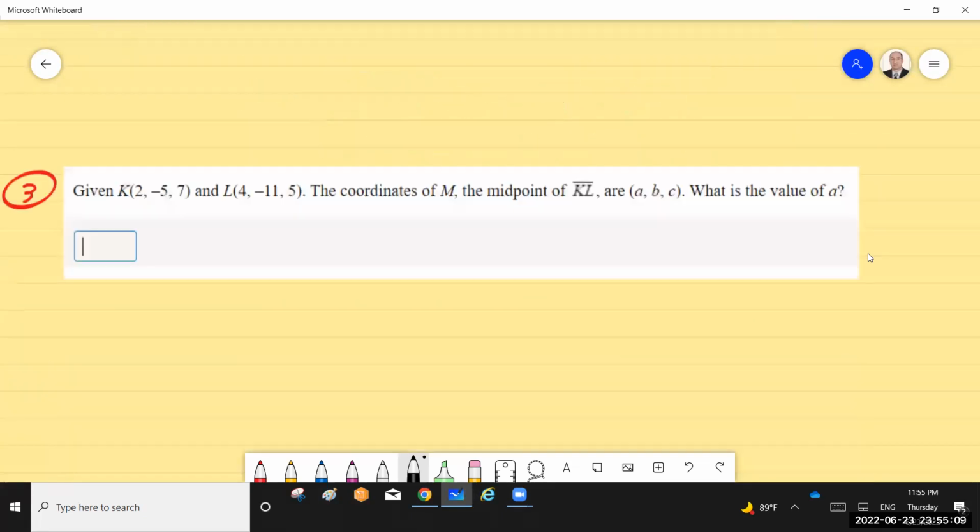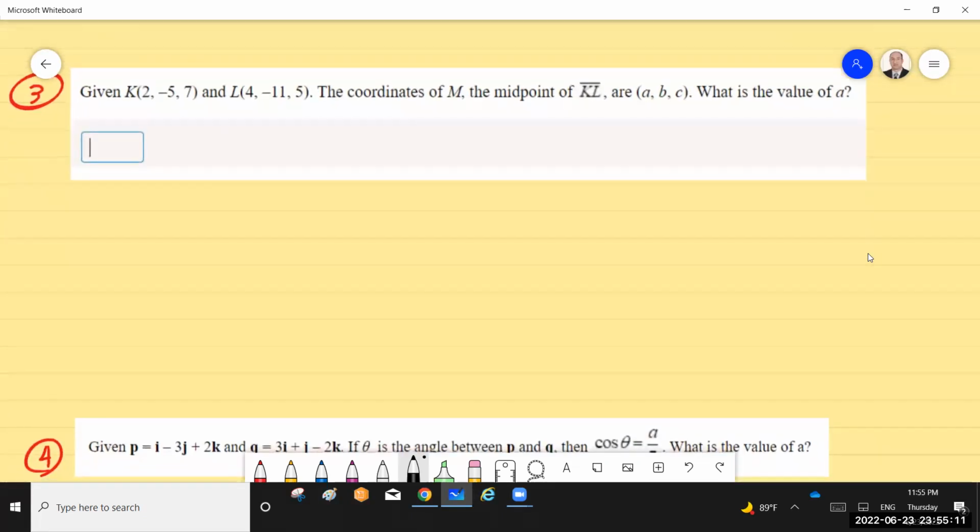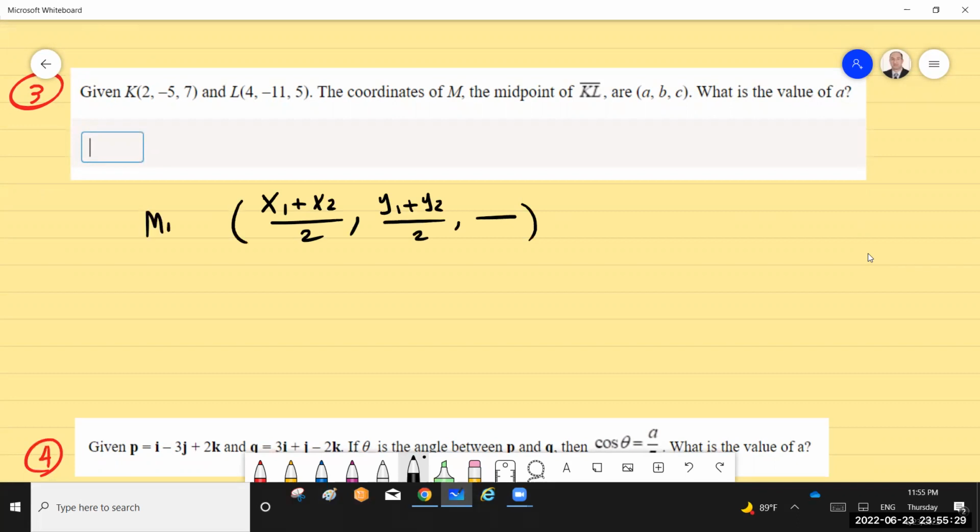Question number 3. Given K and L, the coordinate of M, the midpoint of KL, is (A, B, C). What is the value of A? A is the first coordinate. The midpoint is x1 plus x2 over 2, y1 plus y2 over 2, and z1 plus z2 over 2. This is the midpoint formula. I need only the A component, so just add 2 and 4 over 2, which is 3. So A equals 3.